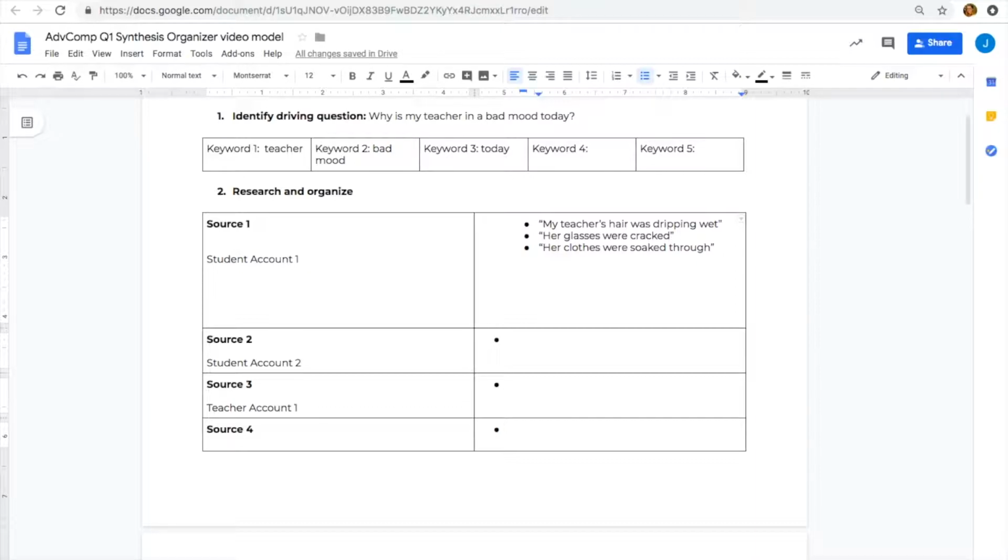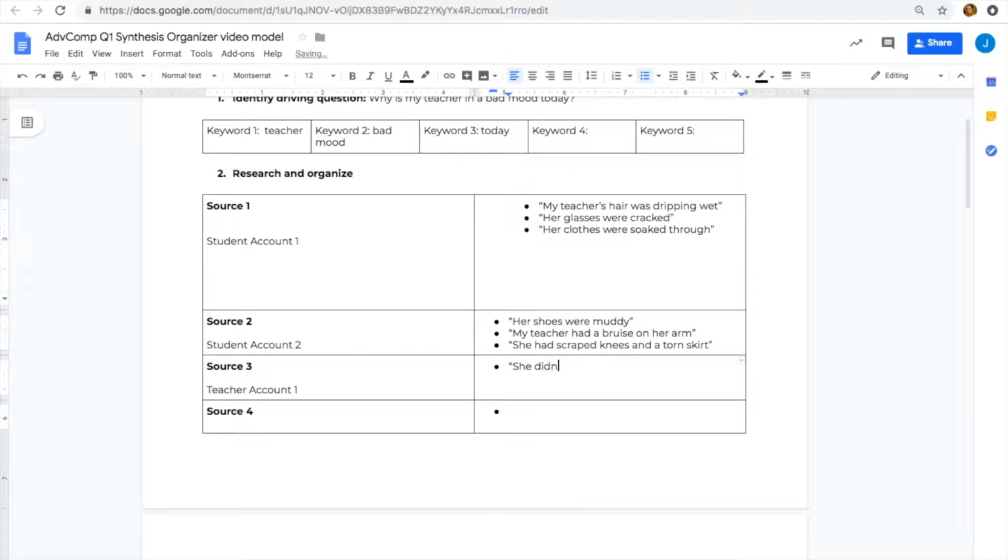As I move to my next source, I do the exact same thing. I pull out direct text evidence, and it's the evidence that's always relevant to that driving question, right? So here are 3 more pieces that might be relevant. Her shoes were muddy, she had a bruise on her arm, and her knees were scratched up and her skirt was torn. And my last account, or my last piece of research, she didn't get to sleep last night, according to this other teacher, and the teachers also have grades due. So those are 2 things that may be contributing to that bad mood.